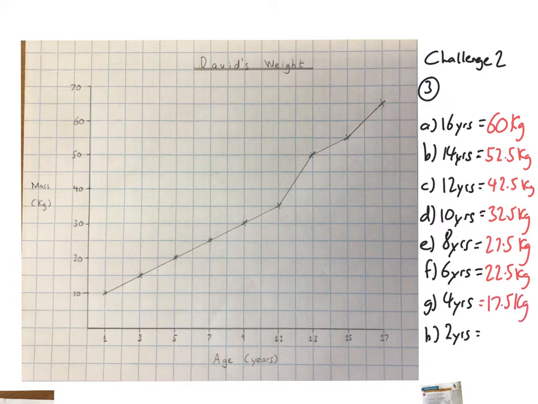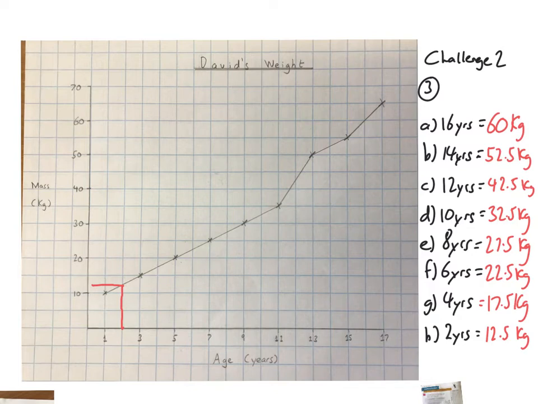H is 2 years, so again we'll go in between 1 and 3, which is where 2 will be, we read up and across. It's halfway in between 10 and 15, which I know is 12.5. Add the 2.5 on again, because 2.5 is half of 5. 12.5 kilograms is your answer there.